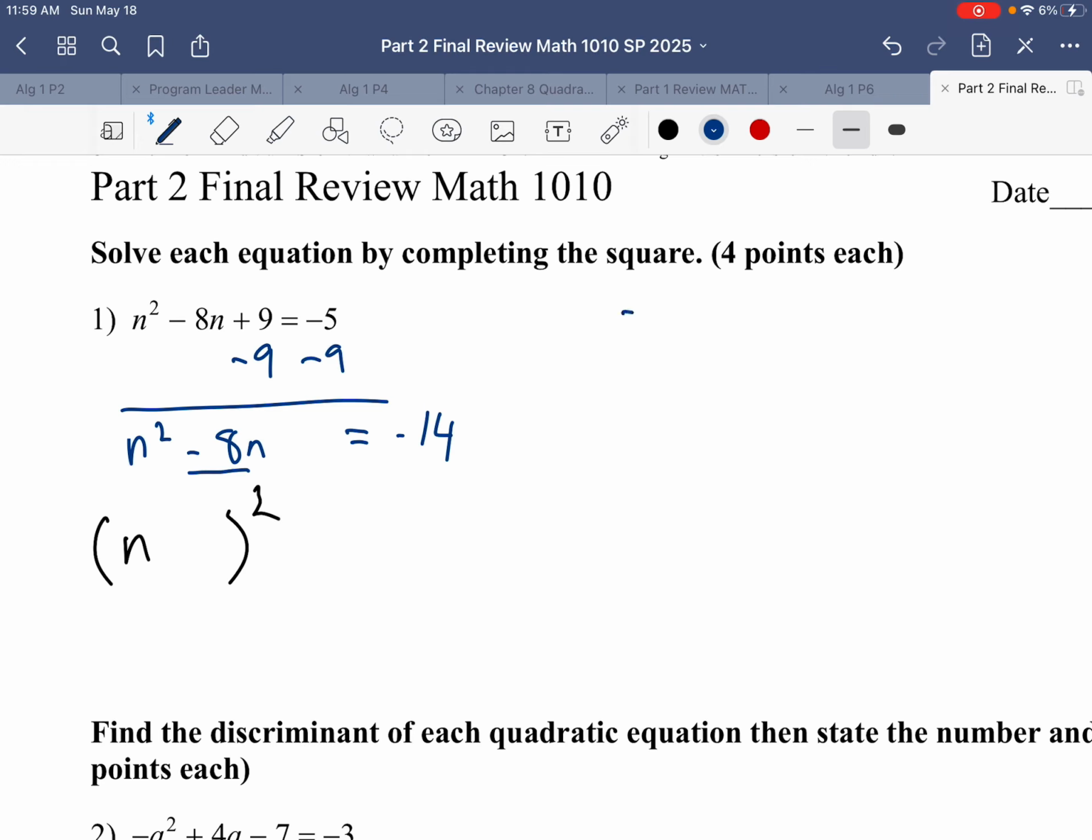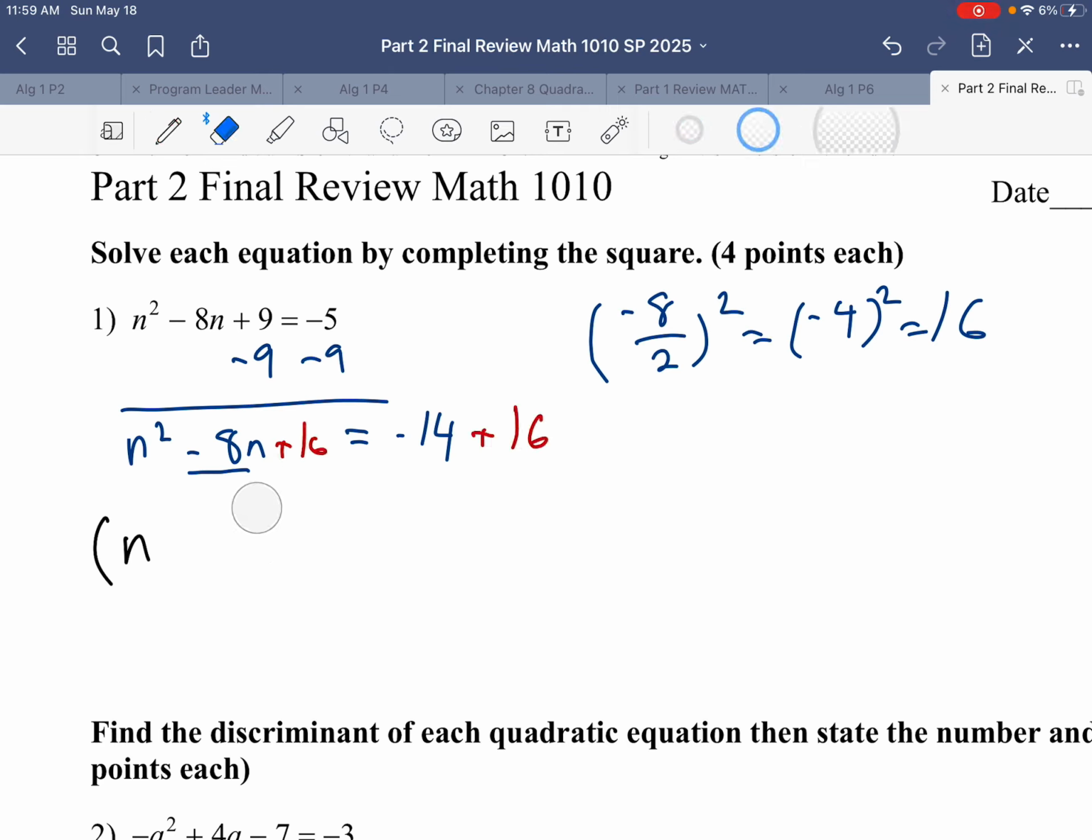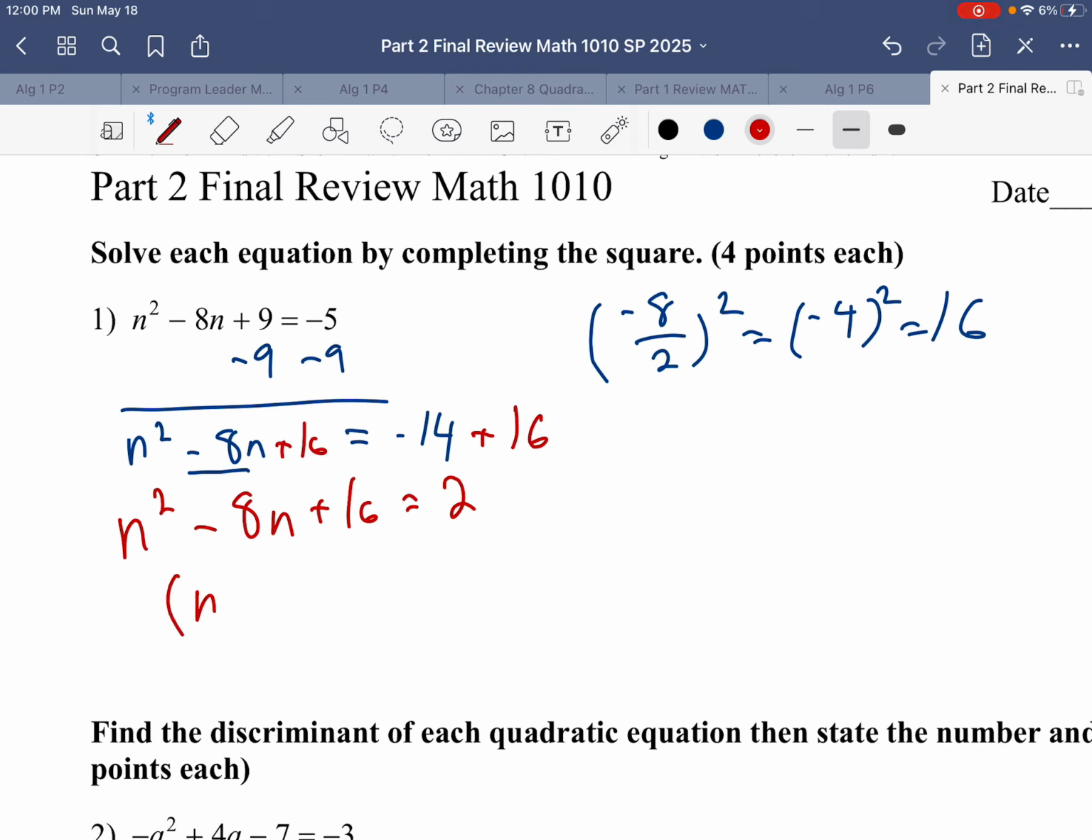So in our case, negative 8 divided by 2, and then I'm going to square that. Negative 4 squared, I get 16. So I'm adding 16 on both sides of the equation. n squared minus 8n plus 16 is equal to 2. I can rewrite n squared minus 8n plus 16 as n minus 4 squared, and that's equal to 2.